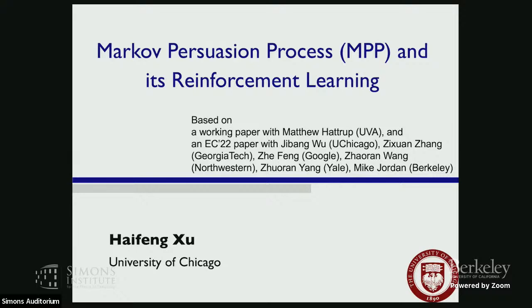Let's say the approach will be a bit different across talks. Some talks have more of an economic approach, other talks more of a CS approach, but that's why we are here, to combine the best of both worlds. So the first speaker is Haifeng, who is an assistant professor in the Department of Computer Science in Chicago. So the floor is yours.